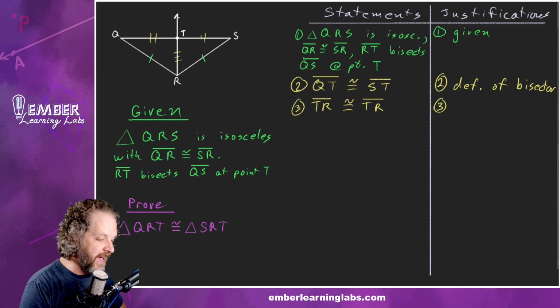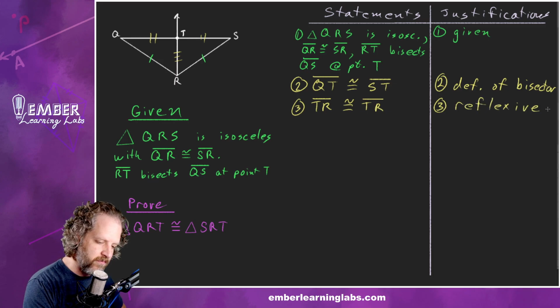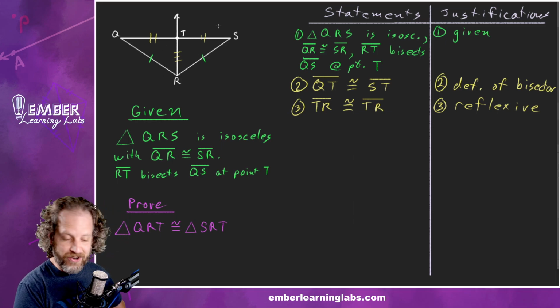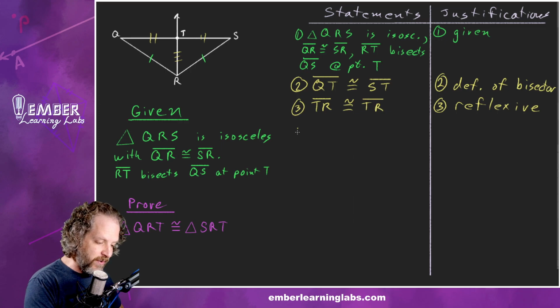The reason we can say that again is because they're shared. It's the reflexive property. Right? So now all the sides are congruent, so we can now be done. We can, step 4, say what we're trying to prove.